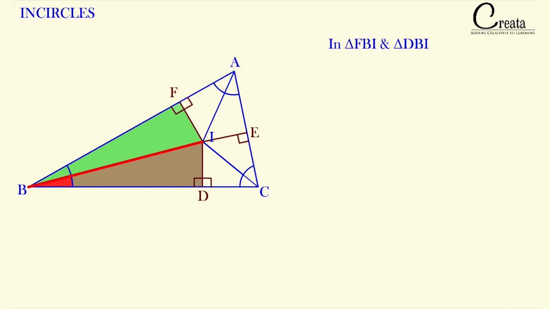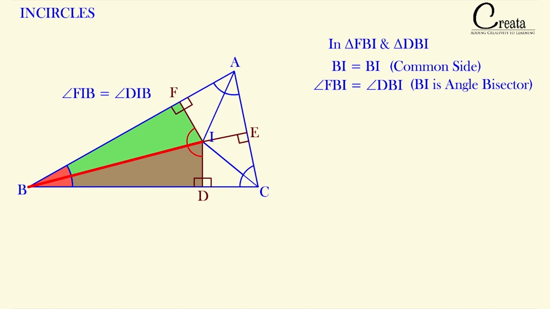If two angles of a triangle are equal, so we can say angle FIB and angle DIB will be equal to each other. Both of these angles will be equal to each other because the rest two angles of the triangle are equal. Okay, any issue? Further, BI is equal to BI, that is the common side. BI is the angle bisector of angle B. So can we say angle FBI is equal to angle DBI? Both of these angles will be equal to each other.